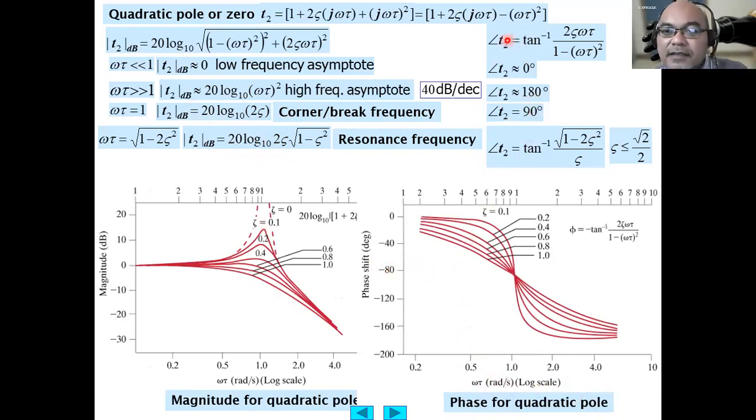Then this is the phase for the quadratic pole. As you can see here, the phase at the very small frequency is 0, at very high frequency is 180 degree. Since this is pole, the denominator part, that's why it is minus 180 degree. At the corner or break frequency, it is minus 90 degrees here. Okay, then at the other part, the phase is like this. And omega tau equals to minus square root of minus 1 minus 2 zeta squared.